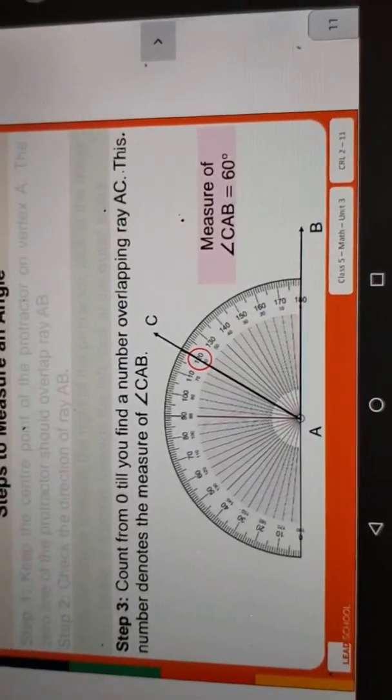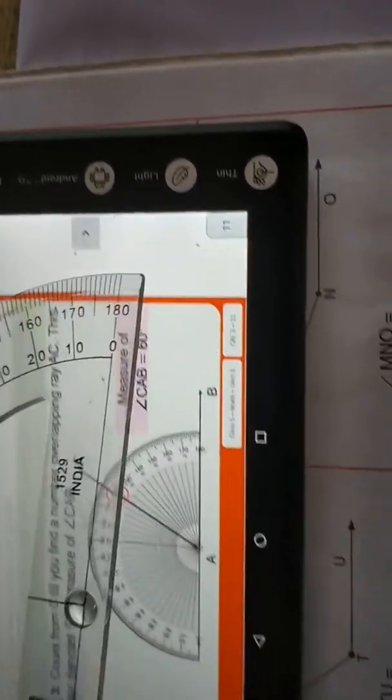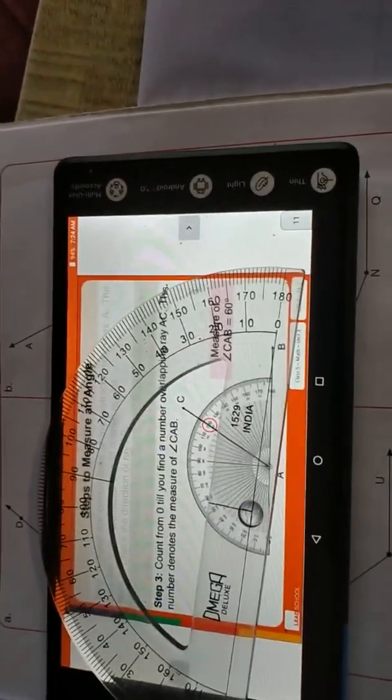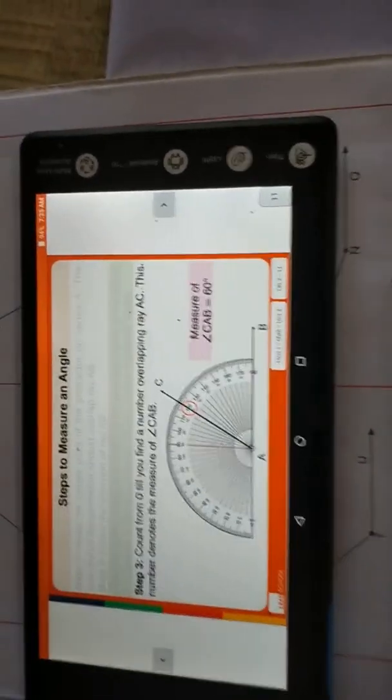Got it, everyone? Now you all know how to use the protractor. Here I'll show you a real protractor also. Now look, students, this is a protractor. We will use this protractor and do the sums. I hope you all understand. Now we'll start the next worksheet.